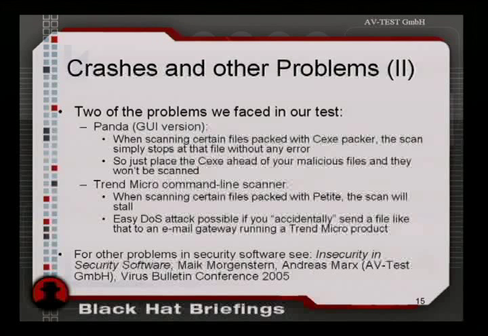Another problem concerns the command line scanner from Trend Micro, and there we saw that when you scan over certain petite packed files, the scanner just stops. So you can easily exploit this bug for a denial of service attack. The only thing you have to do is simply send an email with such a file to an email gateway that uses Trend Micro products, and that's all you have to do. For other insecurities, we recommend the report listed below.